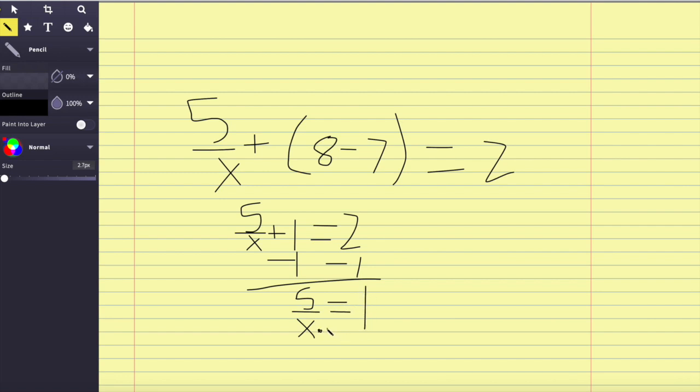Multiply each side by x, and you will get 5 equals x. The thing is, some teachers will not accept 5 equals x, and you may have to write x equals 5. So even if your teachers never marked you wrong for that, I recommend you write x equals 5 for these kinds of problems.